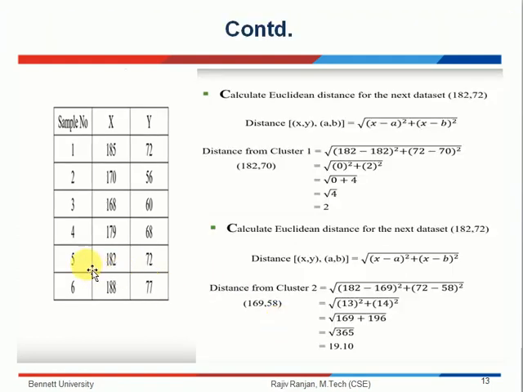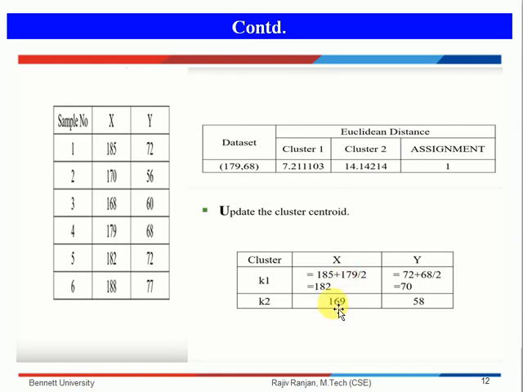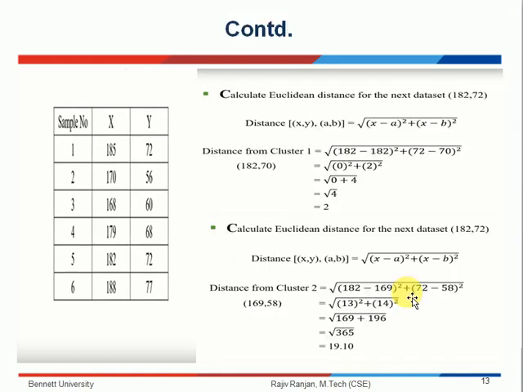Now we have to do the calculation for sample number 5. So let's calculate the distance of sample number 5 from cluster 1. So 182 minus 182, we will not take 185, we will take 182, because we have just calculated 182 as the updated centroid value, 182 and 70. So just remember, we have to take the updated centroid value. So 182 minus 182 and 72 minus 70, right? After computation we will get 2 as a result.